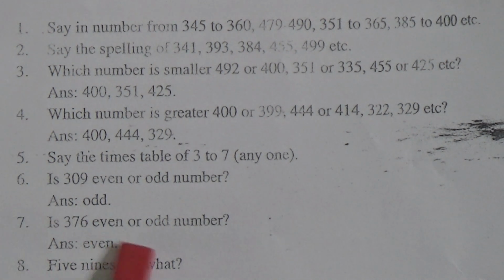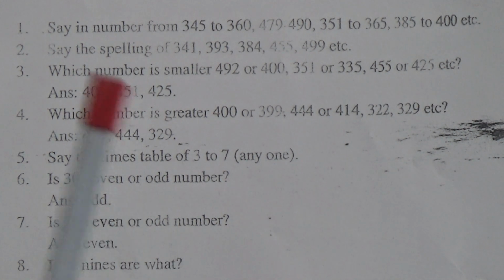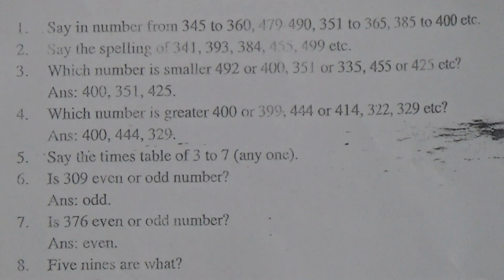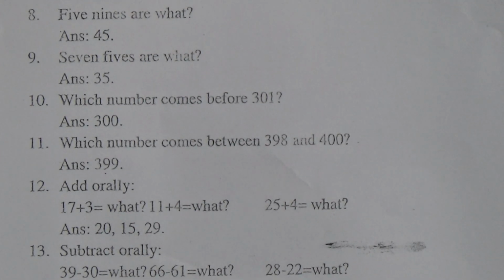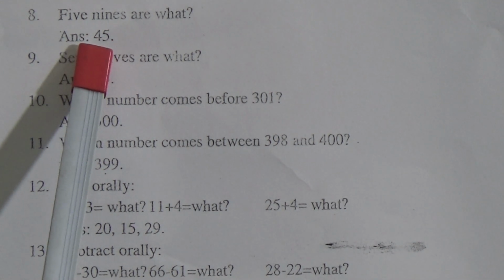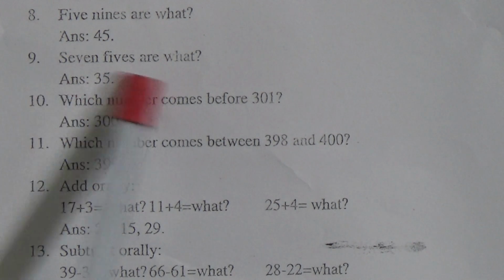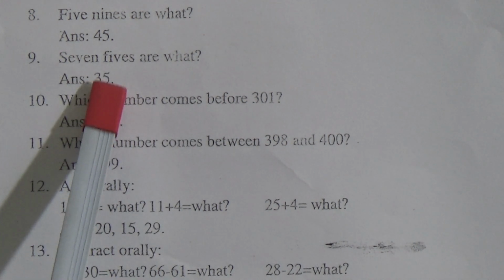Question number 7, 376, the last digit is 6. Is it even or odd? It must be even. So we can say 376 is an even number. I hope you have understood. Question number 8, 5 9s are what? 5 9s are 45. This is part of the times table. Okay, 7 5s are what? 7 5s are 35.